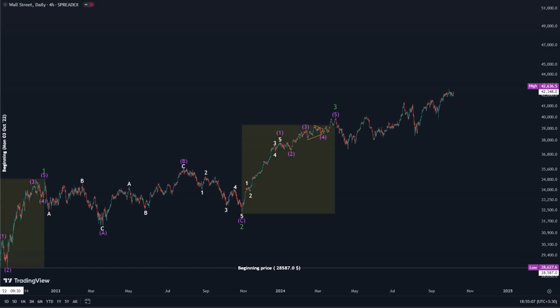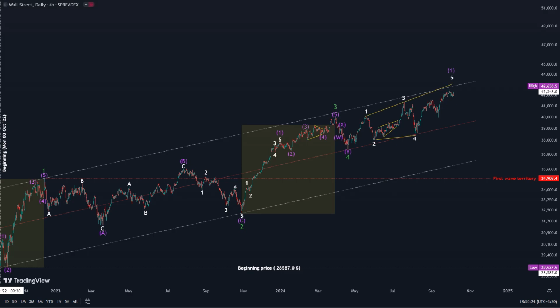It is generally assumed that the first and third waves are of equal length. The second and fourth waves typically alternate, with a sharp second wave followed by a sideways correction in the fourth wave, although there can be exceptions. I have been considering a bullish scenario based on the current price exhibiting an extended diagonal pattern.